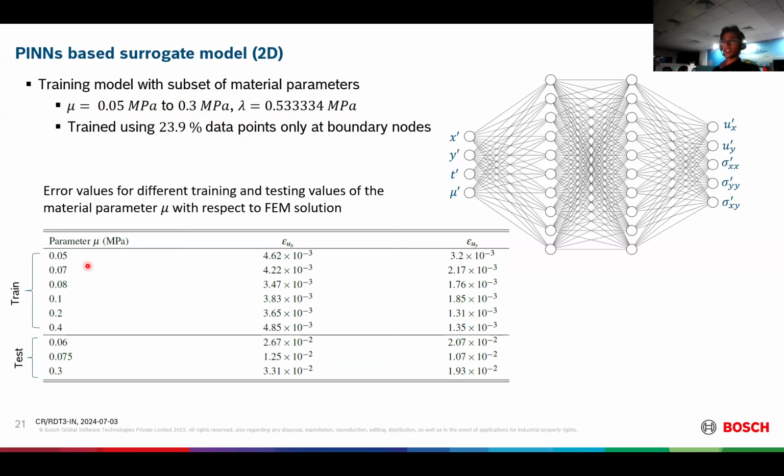As you can see, on the left-hand side these are the training set of parameters, and in between this range we have the testing set of parameters. And this is the error in the displacement in the x and y directions. We can see it's one order higher in the case of the testing parameters, but for displacement it's acceptable.